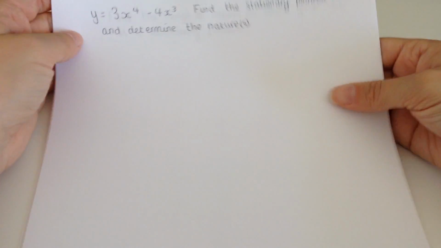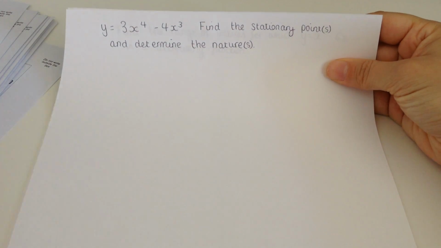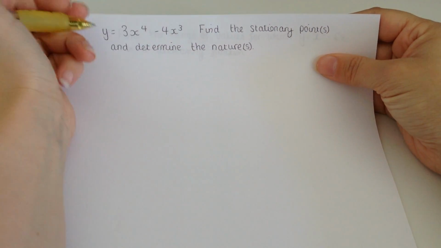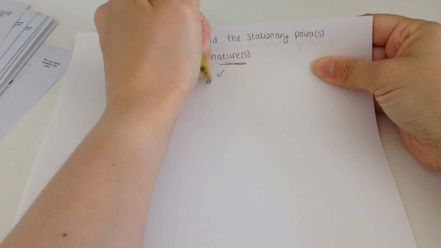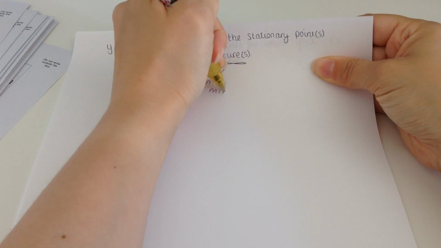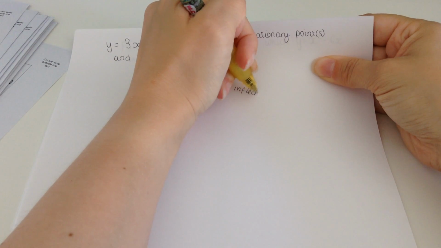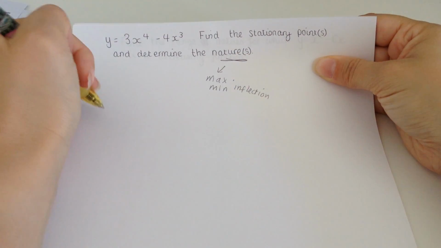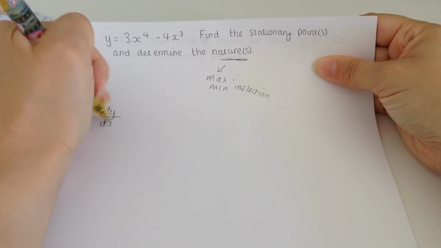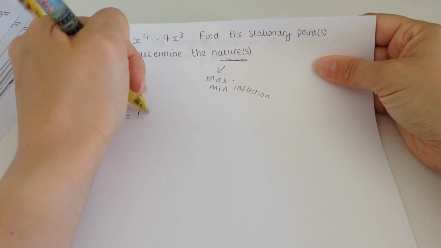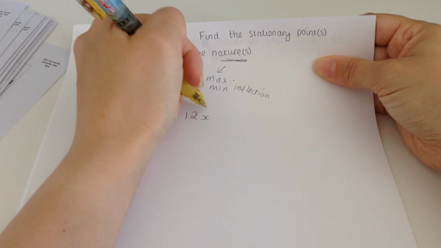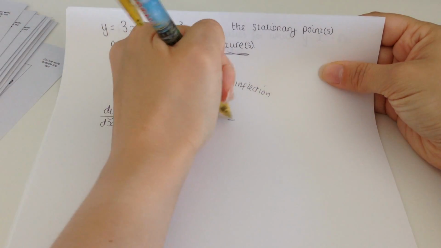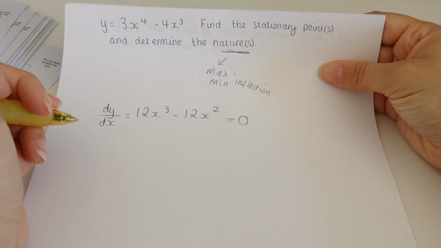Next, stationary points. So here's a y, it says find the stationary points and determine the nature. So nature means max, min, or inflection. So first we're going to find the stationary points. Stationary means not moving. So in terms of gradient, it means a 0 gradient. So we need to equal that to 0 to find the stationary points.